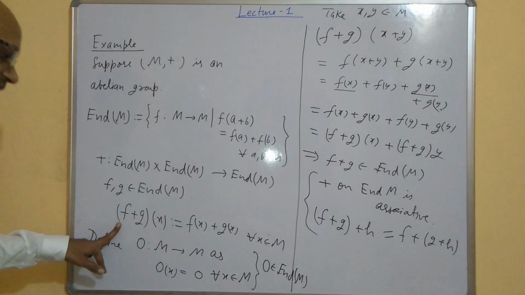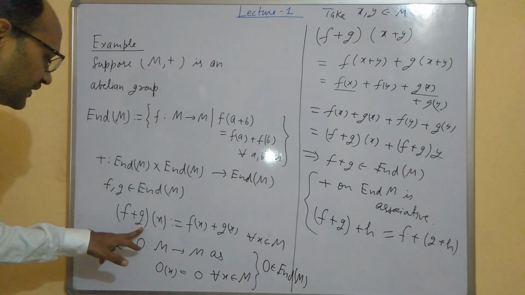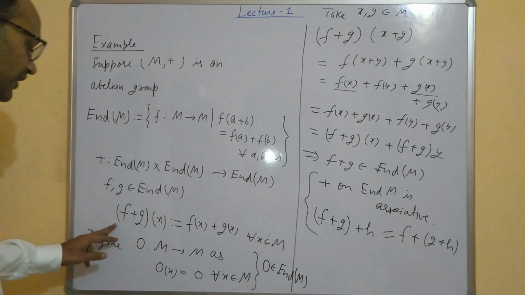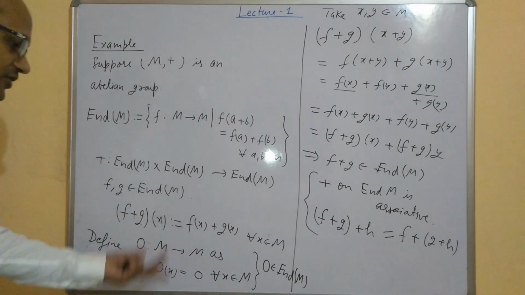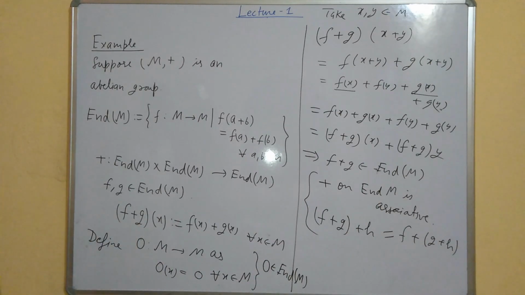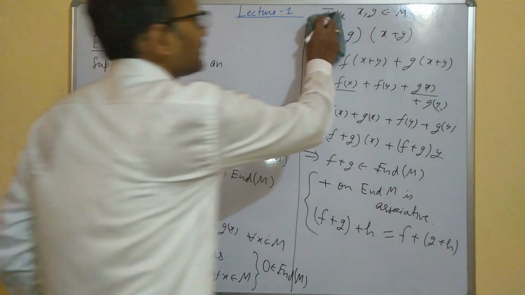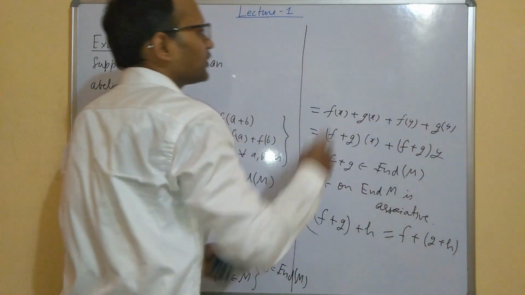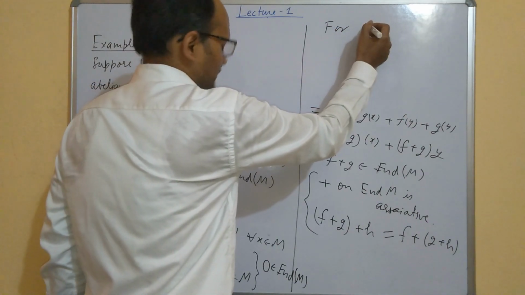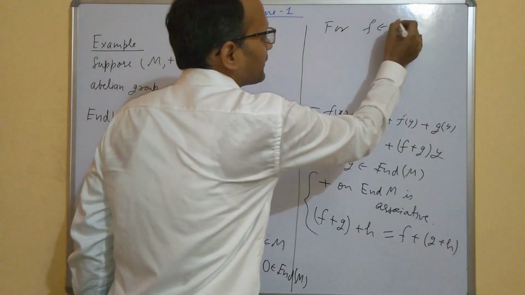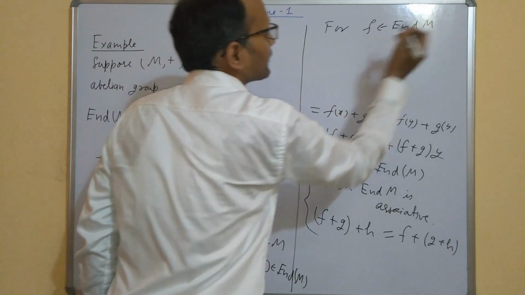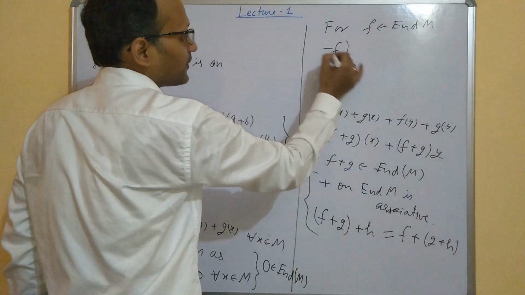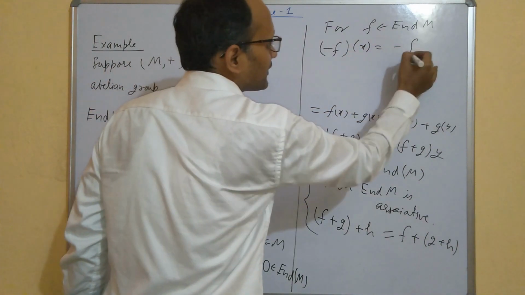This is an element of End M, and now you can easily check that this will work as the identity element for this addition, because when you add 0 + g, you will get 0 + g(x), that is equal to g(x) for all x. So it means 0 + g is equal to g for all g. So this is the identity element. And what is the inverse of an element? For f in End M, you can define (-f)(x) = -f(x).